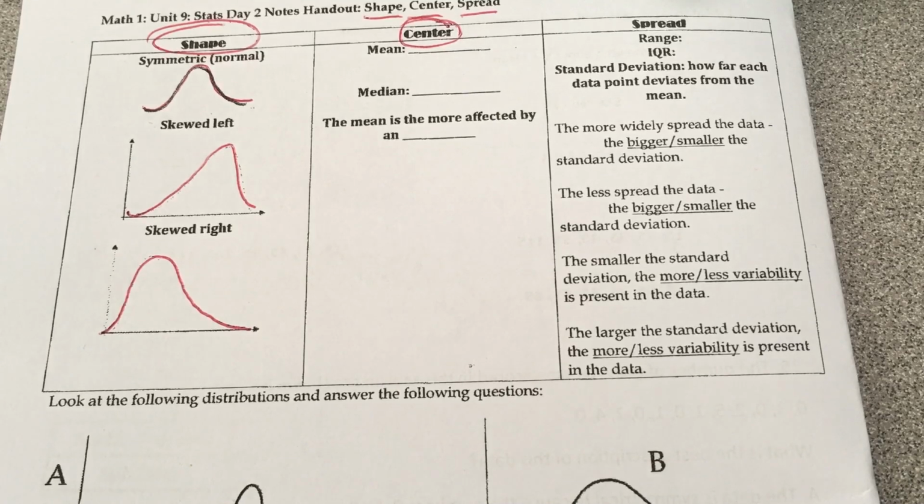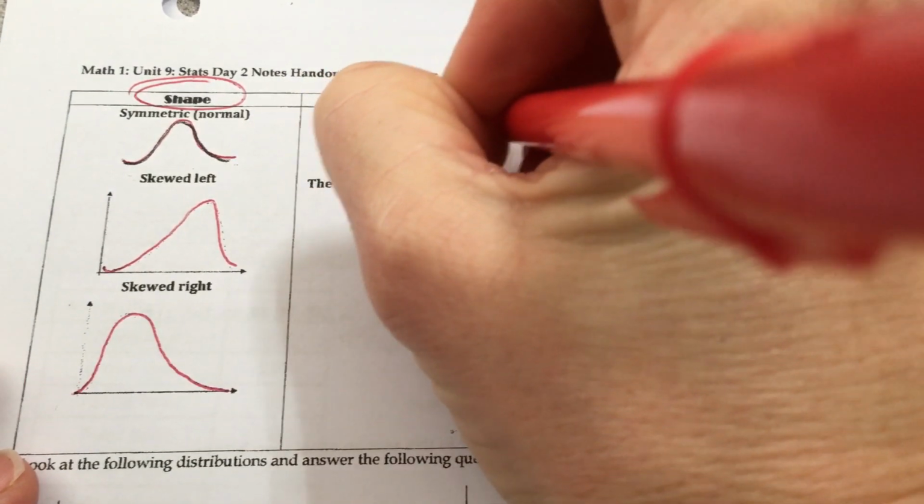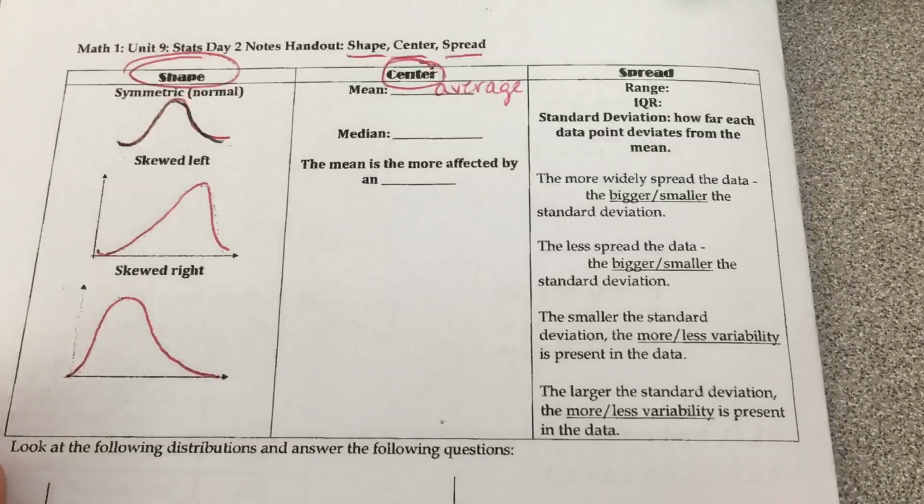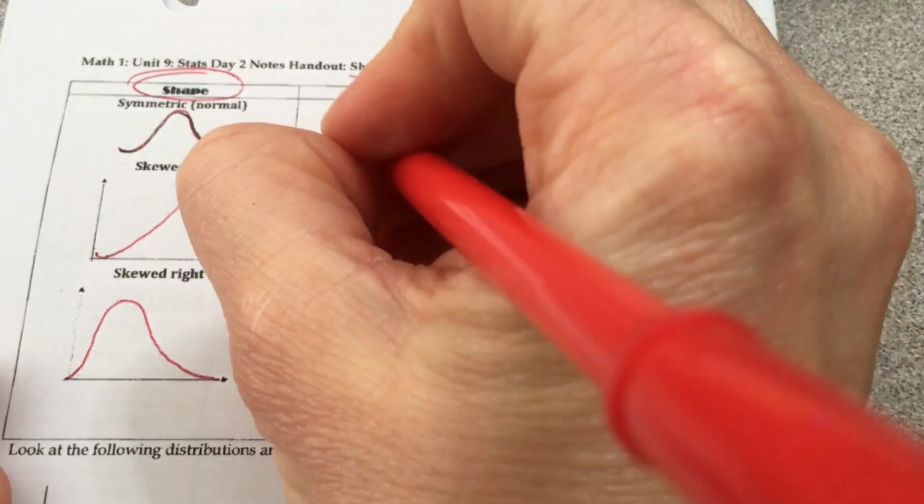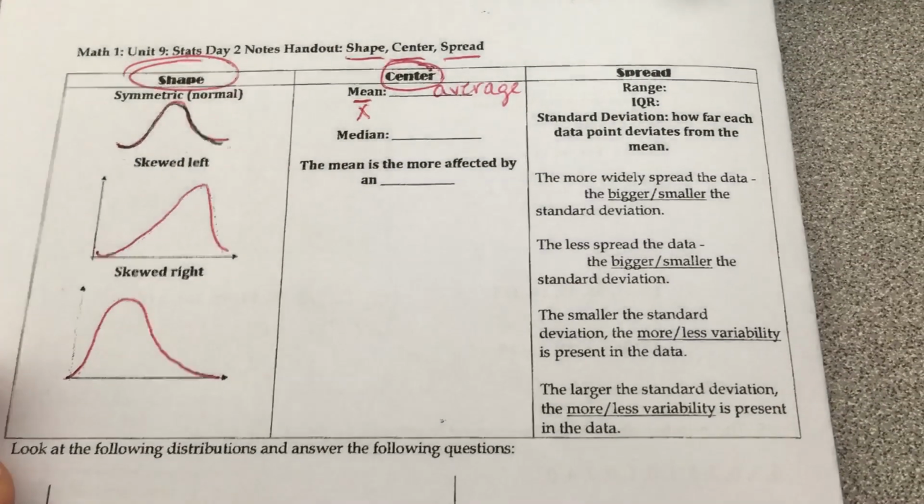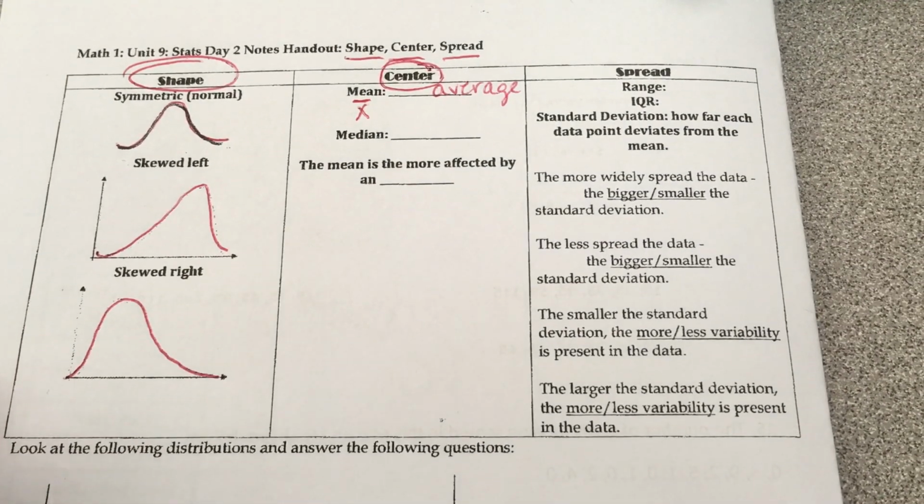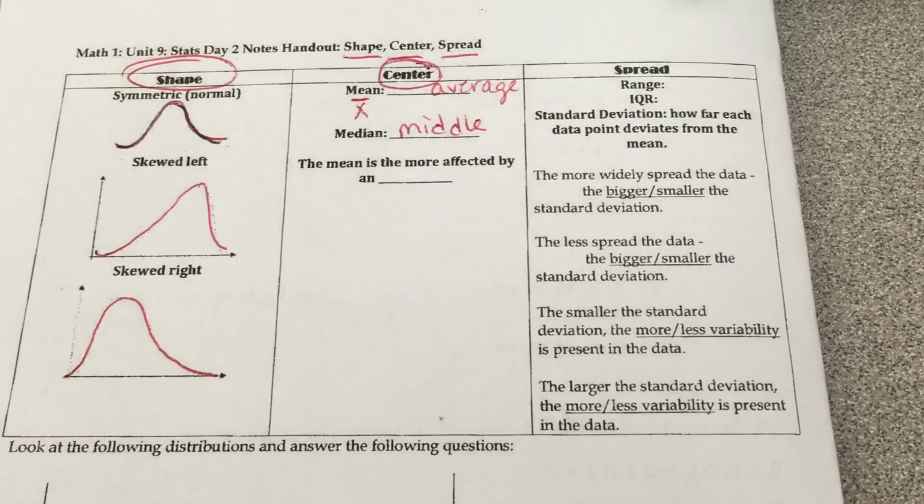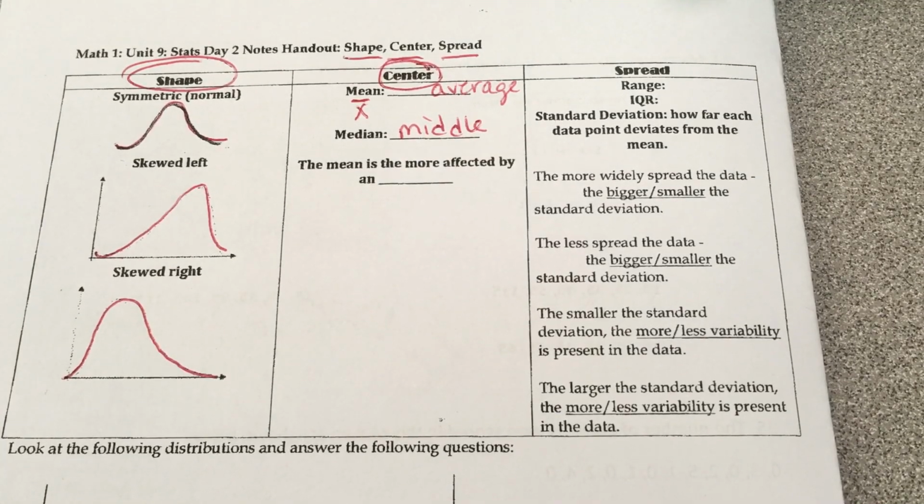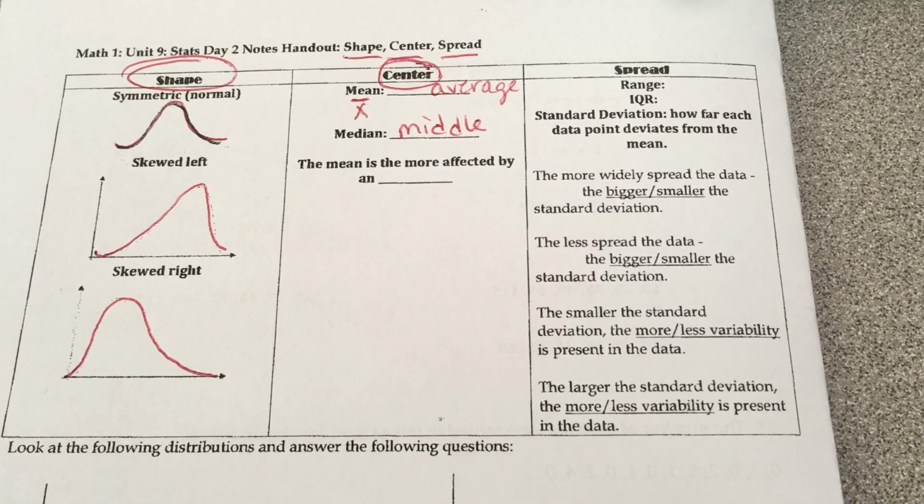For the center, the mean is the average. You need to fill that in. Mean is the average. What is the calculator symbol for average? Good. Excellent, x-bar, a line above it. Write that down, please. If I write it, you should write it. The median is the... All right. Median is the middle.